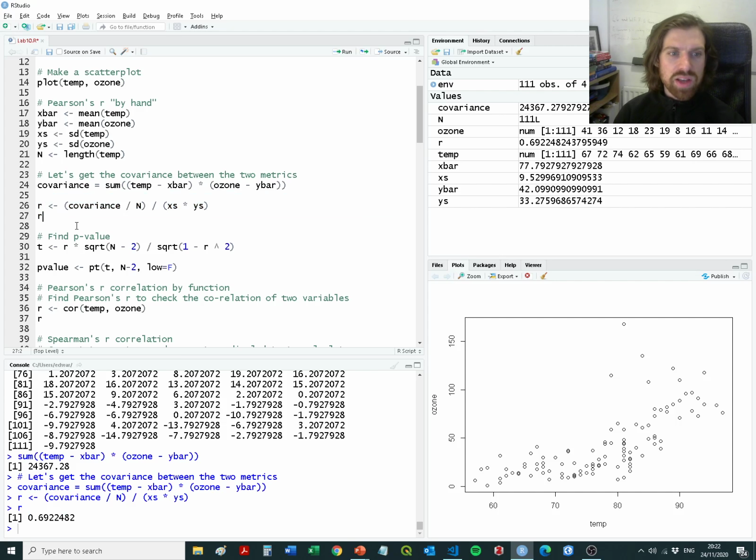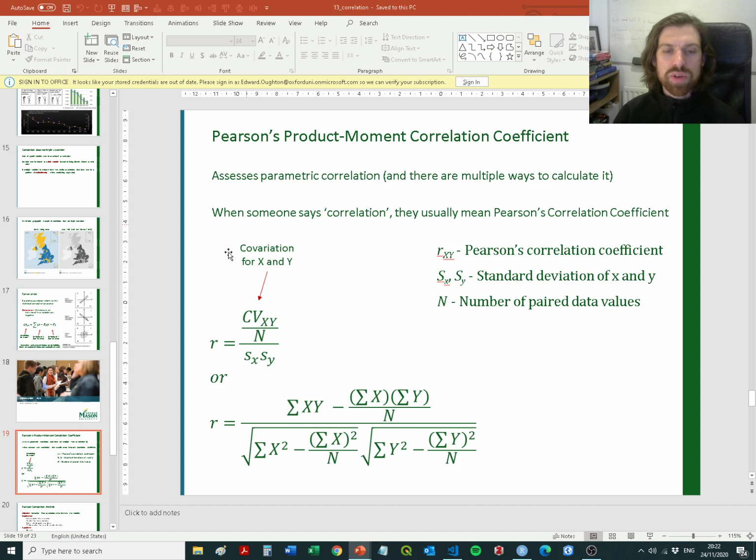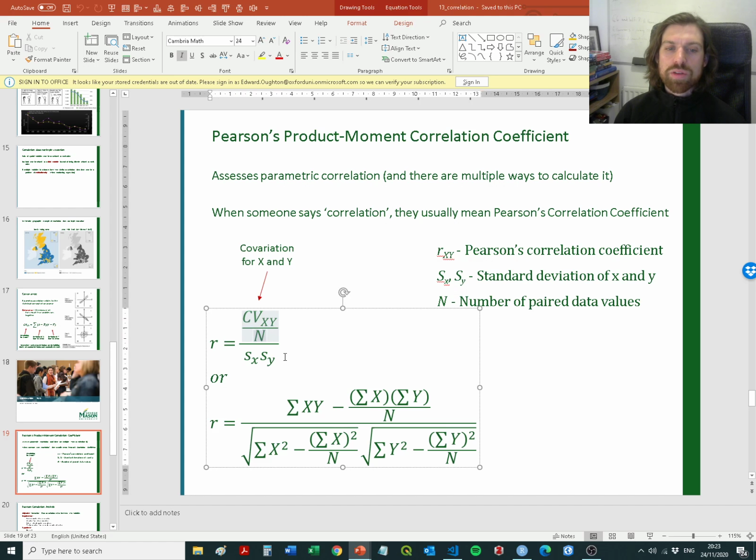So I think that's quite straightforward, hopefully. So we're able to calculate this R value. I mentioned before there's multiple ways to actually calculate it, but this is the easiest way for us to do it, and that's the way that we've decided to do it in the practical today.